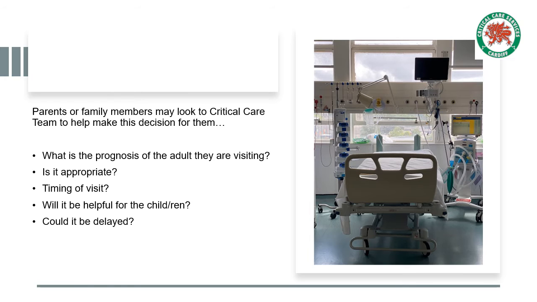So it can be helpful to think about what is the prognosis of the adult they're visiting. How is it appropriate? And in terms of is now the right time, or could the visit be delayed? How will it be helpful for the children, or will it be helpful for the children? So these are really important questions for us as professionals to be thinking through in terms of guiding and helping parents and family members to come to their decision.